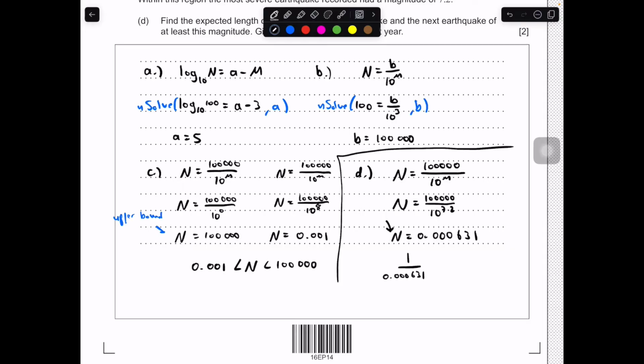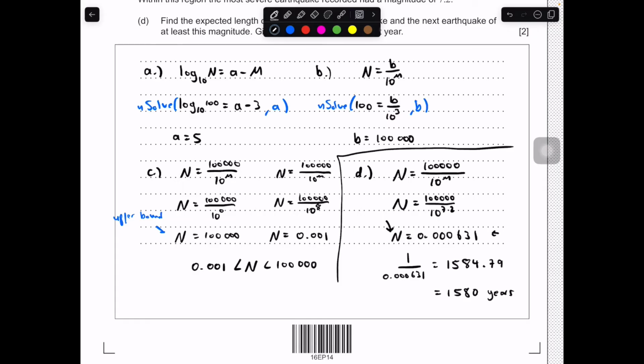So if we take 1 over this value of 0.00631, that would tell us how long between earthquakes we would expect for such violent, heavy magnitude earthquakes. So working this out on the small calculator that I have beside me, we have 1,584.79, or 1,580 years, I guess, to 3 significant figures.